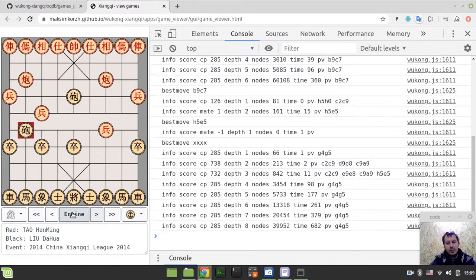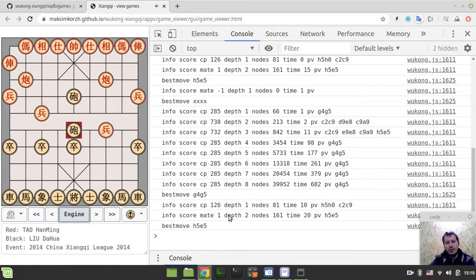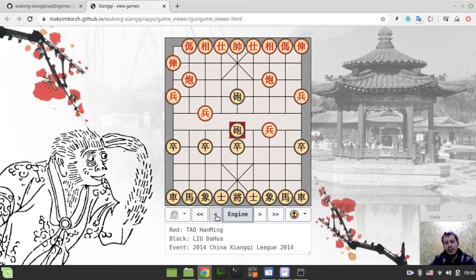So here in this position, this is the engine move. Okay, again, sorry guys. Mate in one, yes. So mate in one is threatening. This is the threat by black. So after this move, this mate in one is threatening, and in order to avoid this mate, red pushes the pawn, and you just have a look.